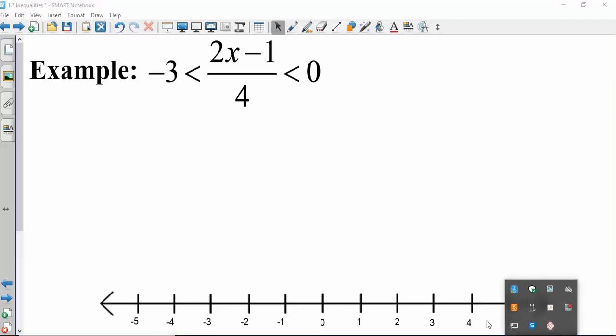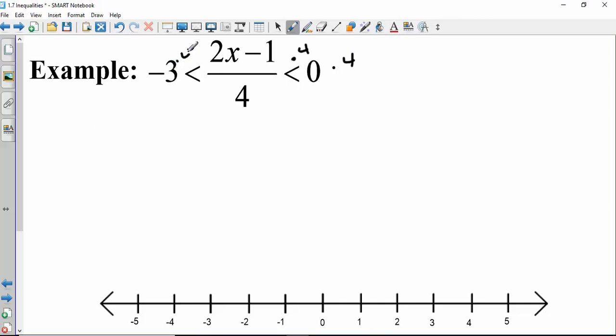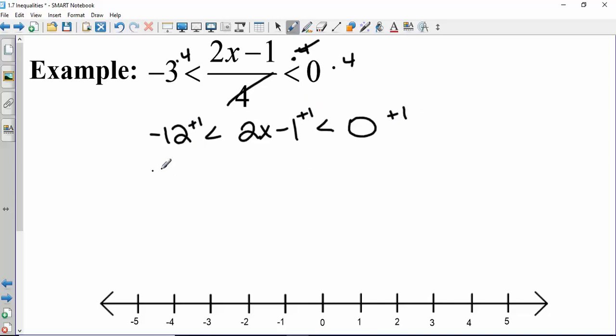First step, multiply the 4 to everything. So we have negative 12. In the middle, does that become 8x minus 4? No, those 4's dropped out, so it's just 2x minus 1. 0 times 4 is 0. Then we add our 1 to everything. Divide by 2.